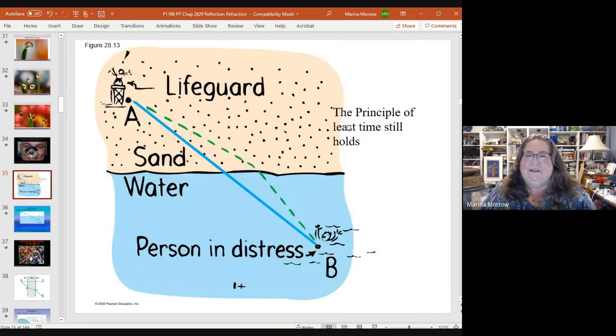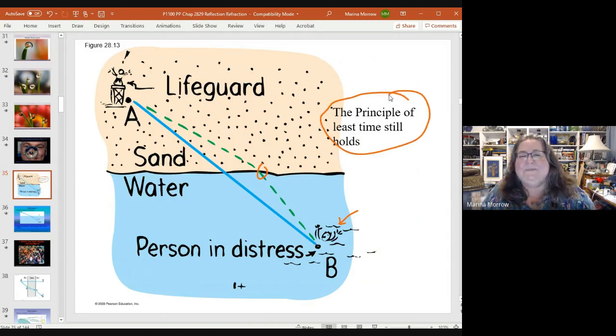Okay, so another example your book likes to use is the idea of a lifeguard. There's a person in distress down here. If the lifeguard just went straight towards the person, then they wouldn't get there the fastest, because the lifeguard knows that he can go faster on the sand running than he can in the water swimming. So the lifeguard instead tries to spend more time on the sand, and so reaches this point before he starts to swim, because that will actually be the shortest time. So that's still that idea of the principle of least time. The light beam will take the path that has the least amount of time to your eyeball.